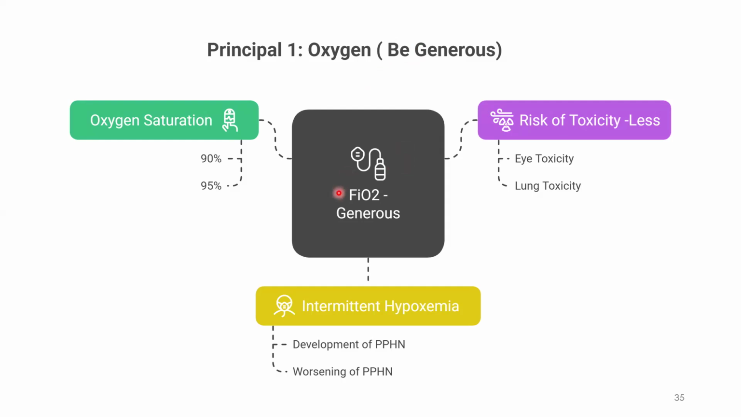So why do we have to be so generous with oxygen in MAS? Because if we do not provide oxygen adequately, there will be intermittent hypoxemia that may cause development of PPHN, or if PPHN has already developed, there will be worsening of the PPHN. By increasing FiO2, as MAS is a phenomenon of the term baby, the toxicity will be less, like the toxicity we usually consider in the preterm baby, such as eye toxicity, that is ROP, or lung toxicity. So we always target the SpO2 of 90 to 95%.